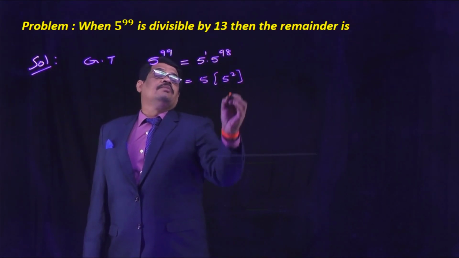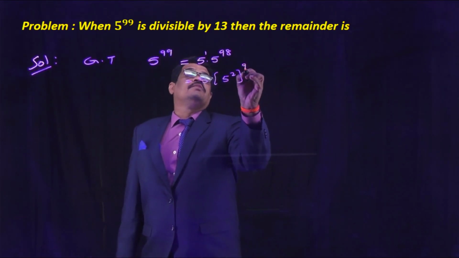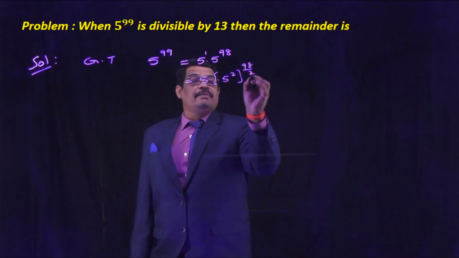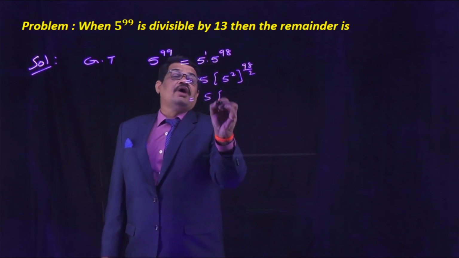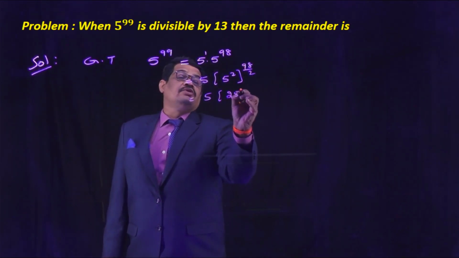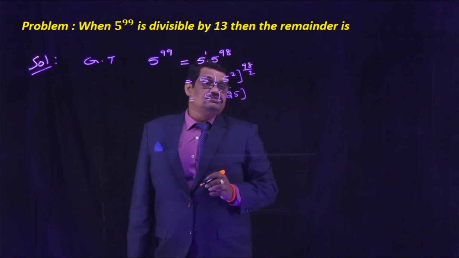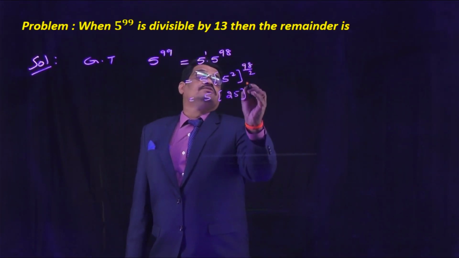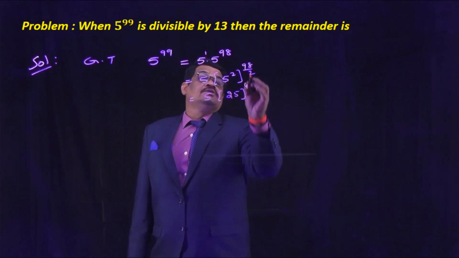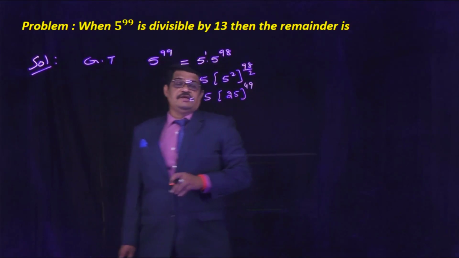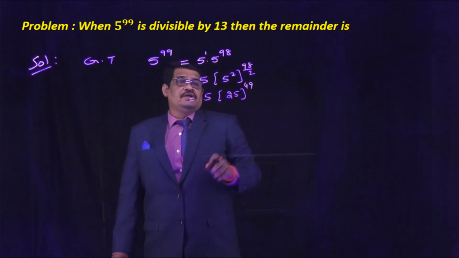here multiplying 2 and dividing by 2. Okay, here 5 squared to the power of 98 by 2. That is 5 into 5 squared, that is 25, to the power of 98 by 2, that is 49. That is 98 by 2, that is 49.